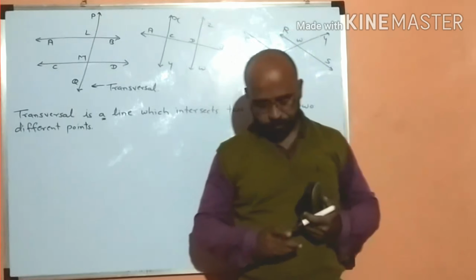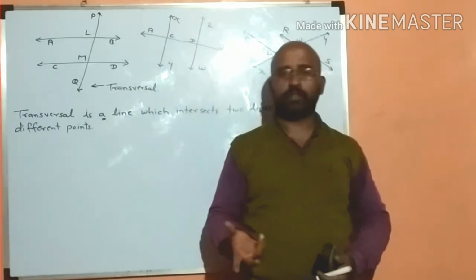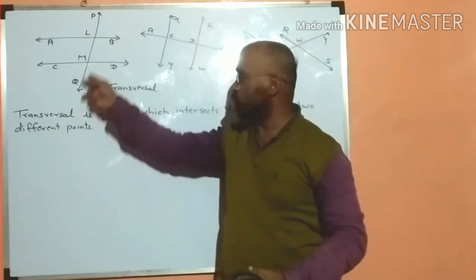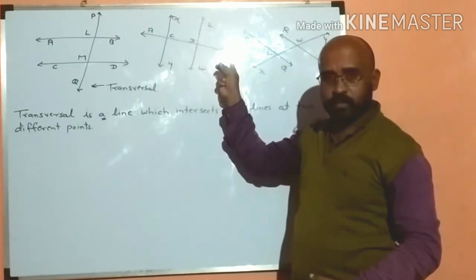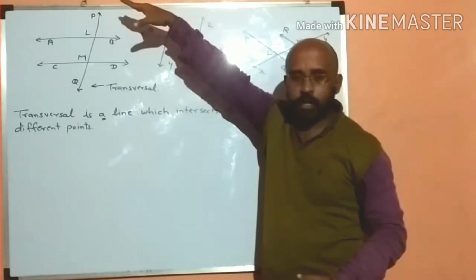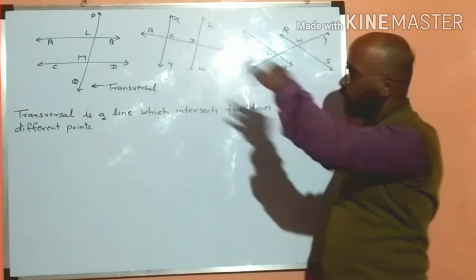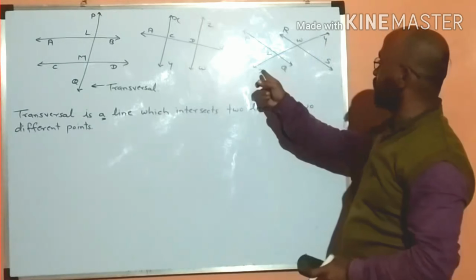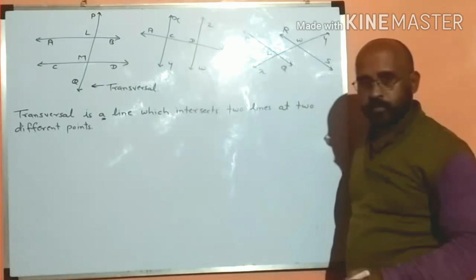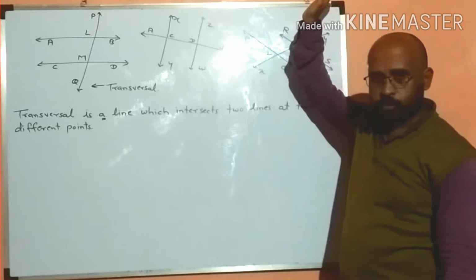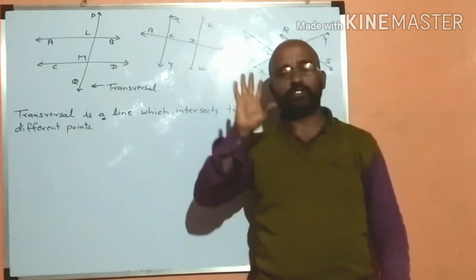Okay guys, now we know every line has two directions. As a transversal is a line, it also has two directions. Suppose this transversal PQ, it has two directions, up and down. AB is a transversal in this case, it also has two directions, upper left and down right. It's going up left, down right. You can say only up down, that is also okay. In this case XY is a transversal, so it also has two directions, down left and up right. Clear students? As a transversal is a line, it has two directions.